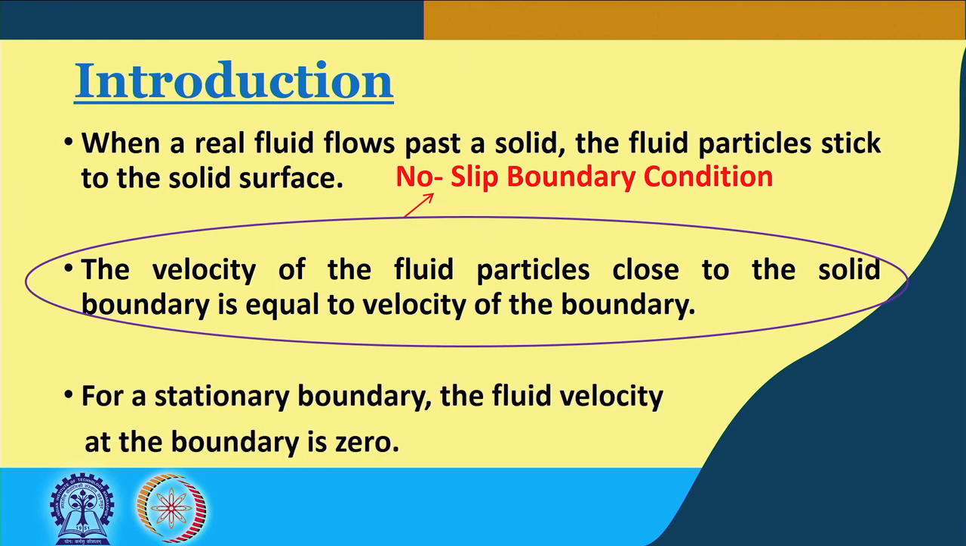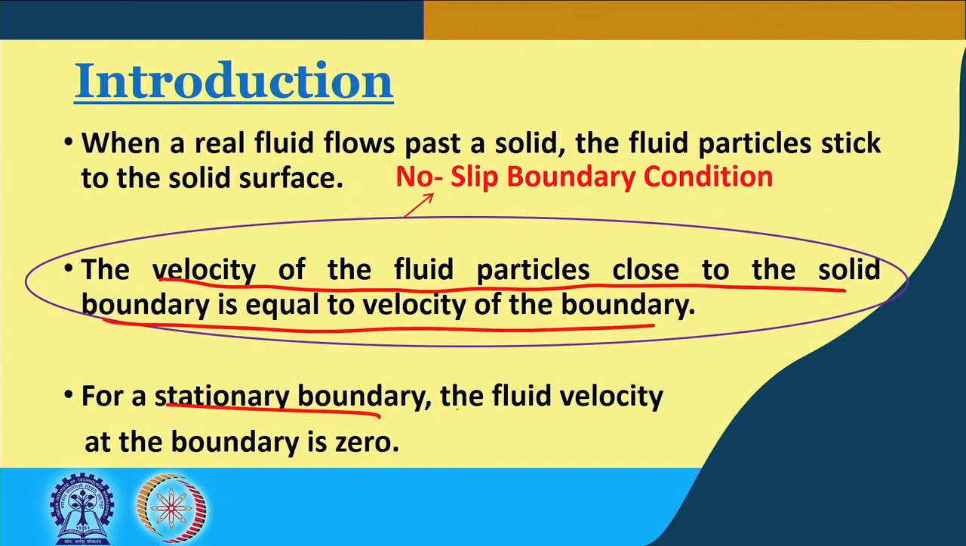For a stationary body, the fluid velocity at the boundary is going to be 0, because as we said above, the velocity of the fluid particles close to the solid boundary is equal to the velocity of the boundary. So if the boundary is stationary, then the fluid velocity at the boundary is going to be 0. This is the most commonly used no slip boundary condition in viscous fluid flow. What is viscous fluid flow? A small detail which we have already talked about before, but we will look into more details in the upcoming lectures in coming weeks.